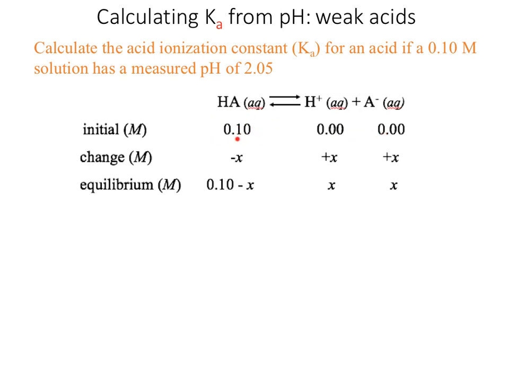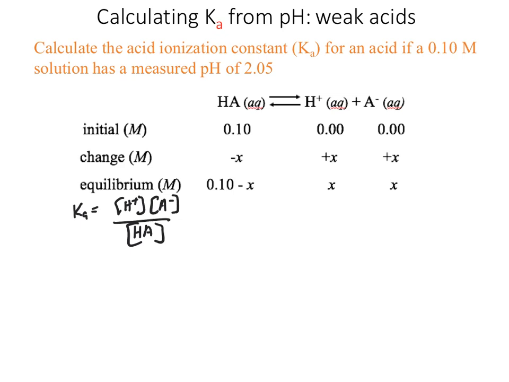We're going to plug in our initial values. Initially, we're going to have only the acid and none of the ionization products. We're going to indicate our changes here: a decrease in our HA, and an increase in both our H plus and A minus ions, and we set up our equilibrium expression. Now, Ka for this particular problem is going to be H plus times A minus all over the concentration of HA.